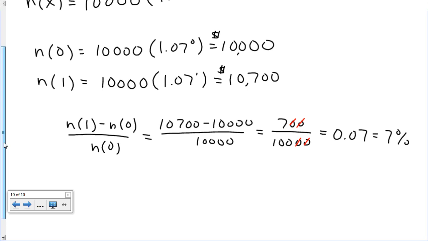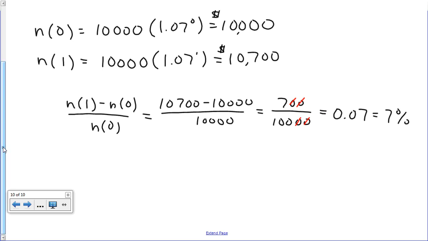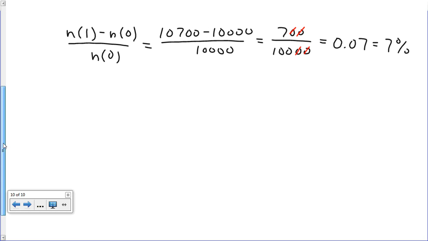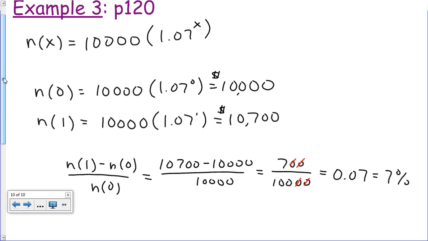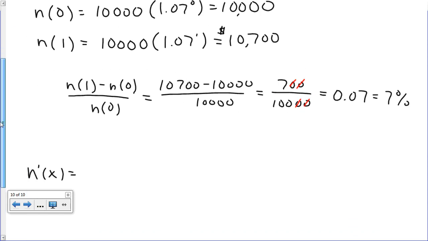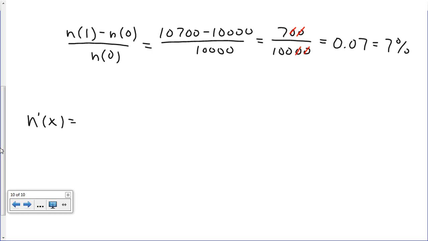All right, that was the first part of the question. The second part says find the instantaneous rate at which the money is increasing at 0 and at 1. So since we now know from our previous discussion in this section how to take the derivative of this function, let's go ahead and find n prime of x. Now if you look at your function again, it's a constant, the 10,000, times a function, 1.07 to the x. So our rule for the derivative of a constant times a function is it's the constant times the derivative of our function.